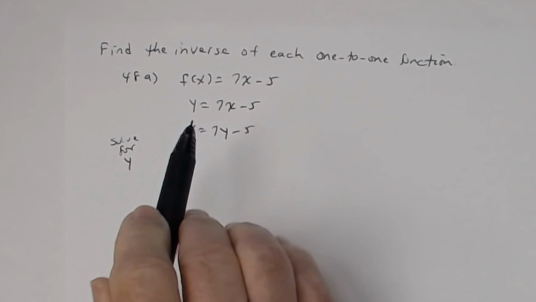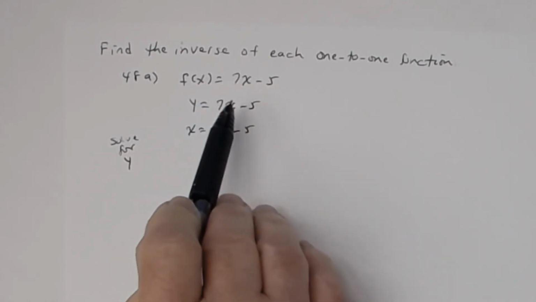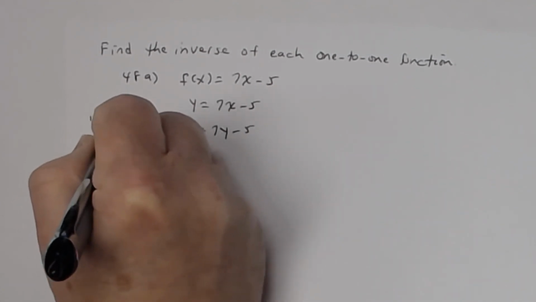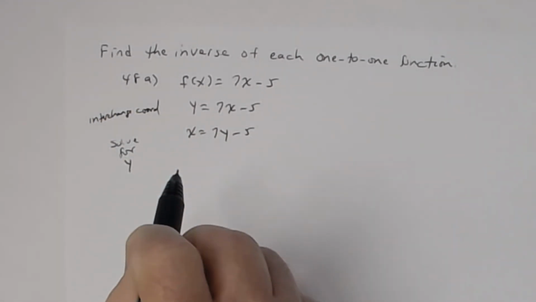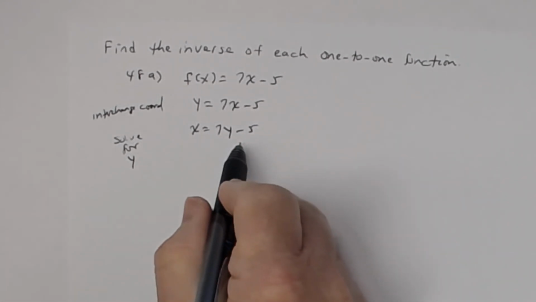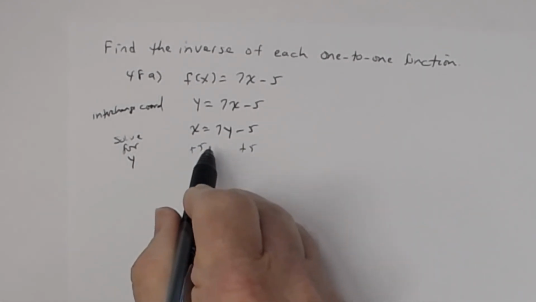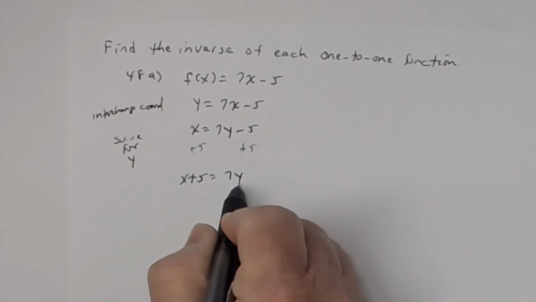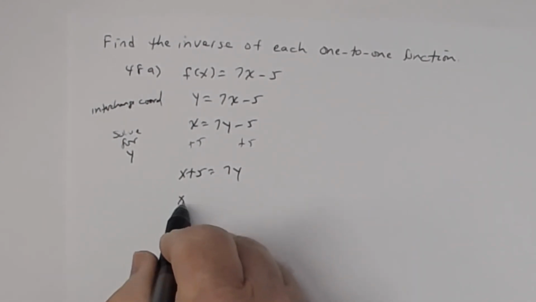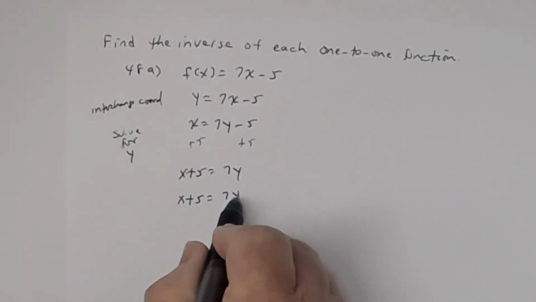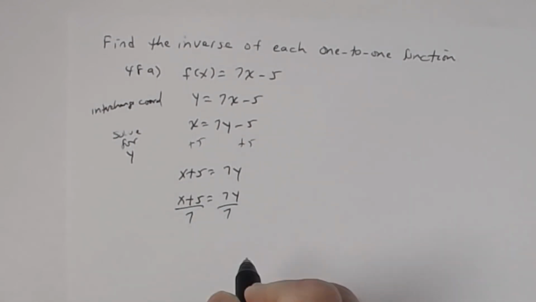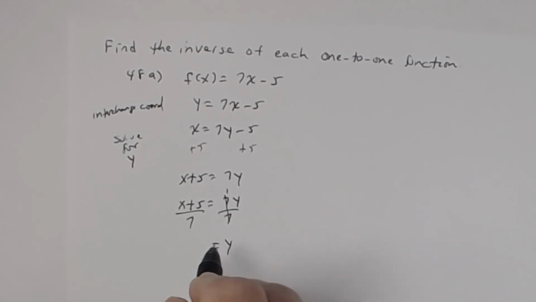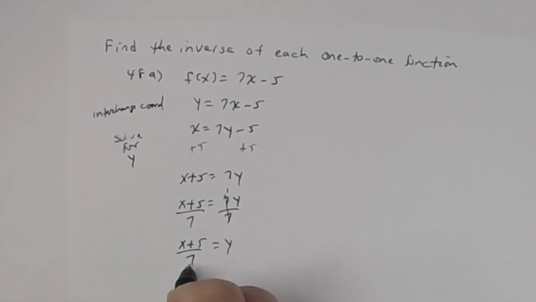So remember, you replace f of x with y, then interchange the coordinates, and then you solve for y. To do that, I'm going to add 5 to both sides. When I add 5 to both sides, I get x plus 5 equals 7y. To get y by itself, you can divide both sides by 7. Simplifying this, you get y equals x plus 5 divided by 7.